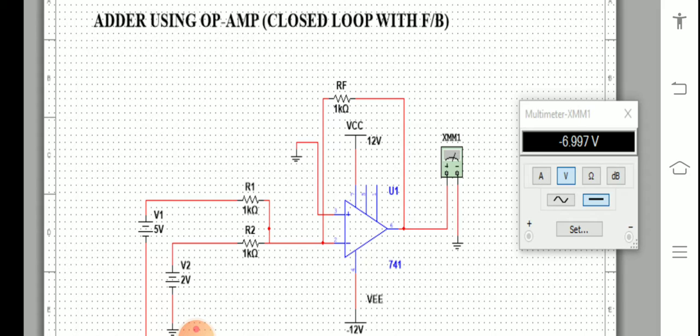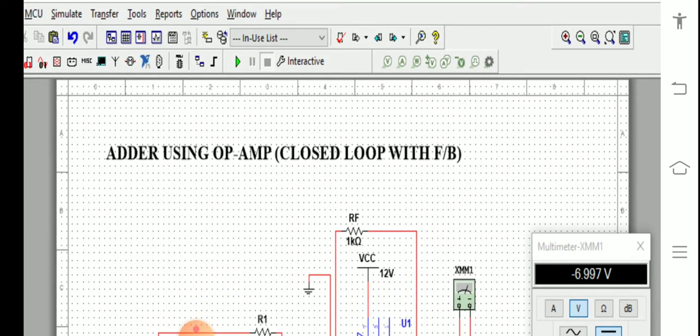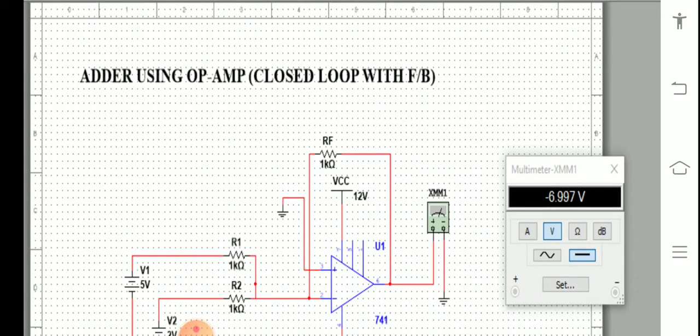Here your multimeter shows minus 6.997, so your verification part is verified here. V0 is equal to minus (V1 plus V2) is verified here. We have given 5 plus 2 as your input, so when you add this, we are having 7. Approximately it will be minus 6.997 in your output. So when you click the run button, you are getting this output.